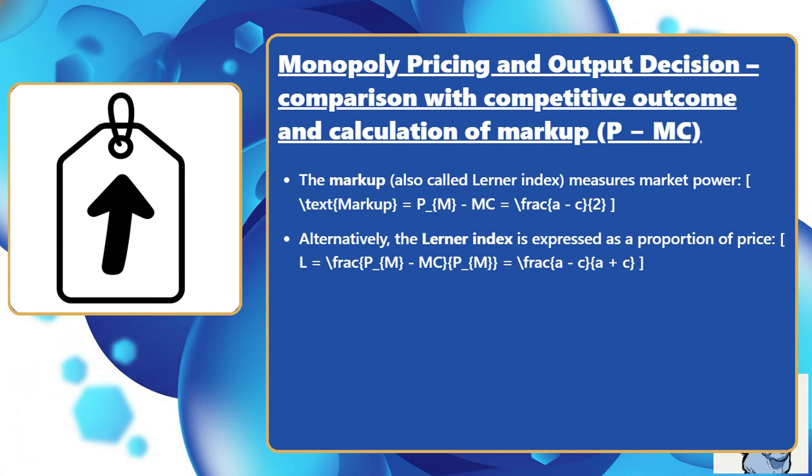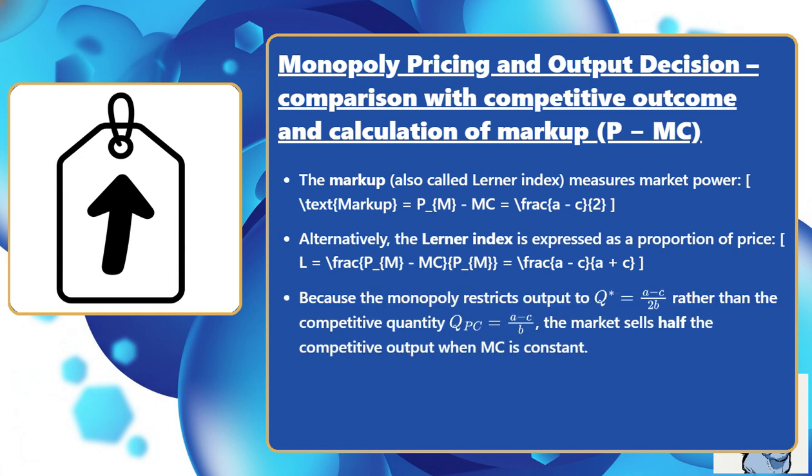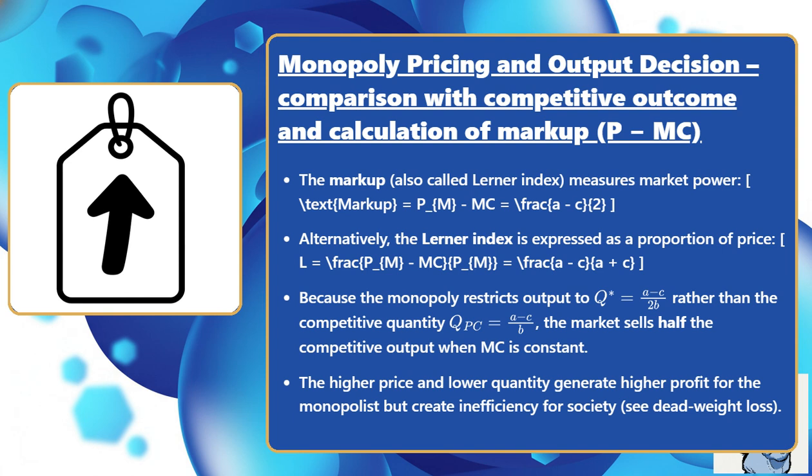L = (P_M - MC)/P_M = (a - C)/(a + C). Because the monopoly restricts output to Q* = (a - C)/(2B), rather than the competitive quantity Q_PC = (a - C)/B, the market sells half the competitive output when marginal cost is constant. The higher price and lower quantity generate higher profit for the monopolist but create inefficiency for society.